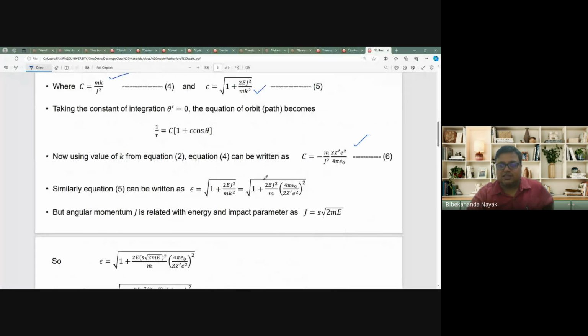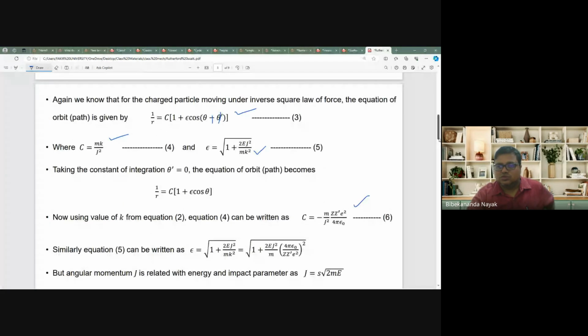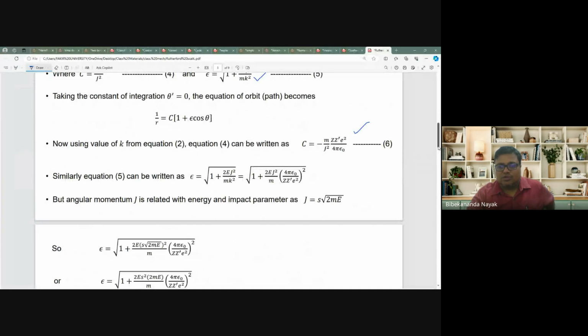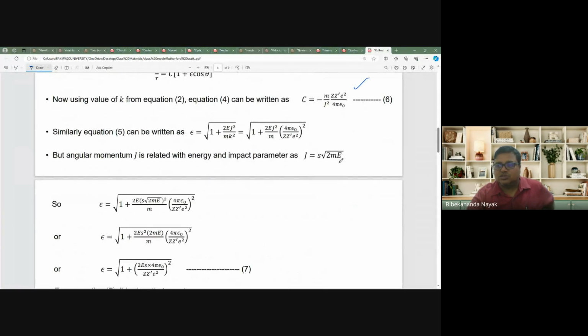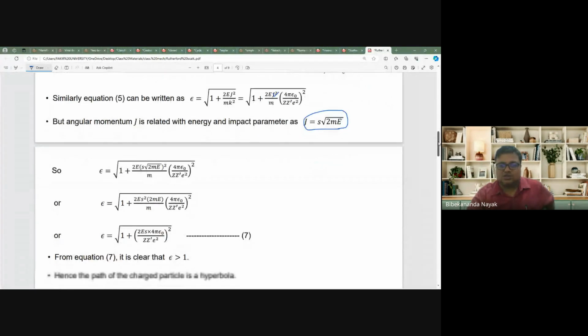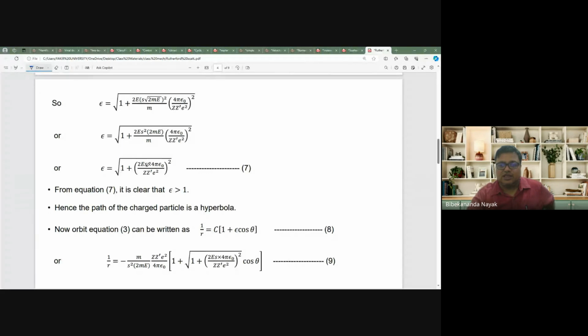Again, the eccentricity epsilon square is 1 plus 2 E j square by m k square. The value of k we found from this. But angular momentum is related to the impact parameter s: j is equal to s into root over 2mE. So epsilon is equal to root over 1 plus, in place of j you put s into root over 2mE. So finally we got an expression for the eccentricity in terms of E and s.